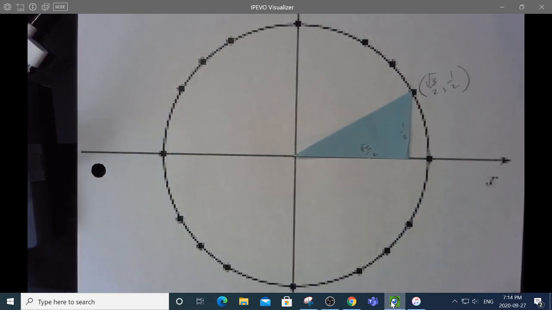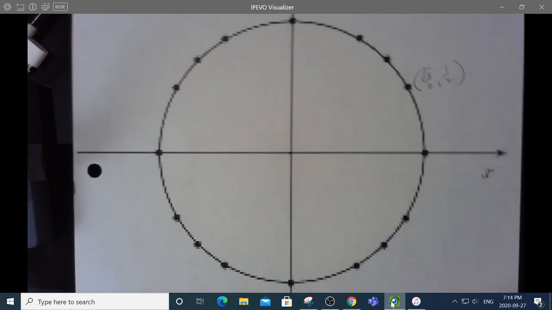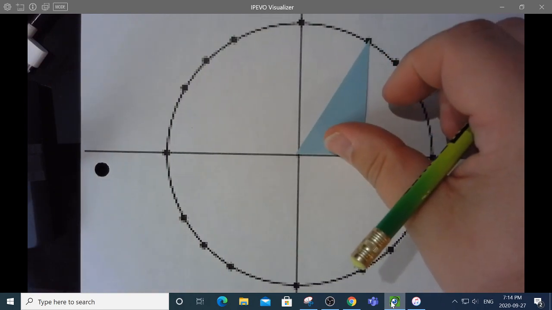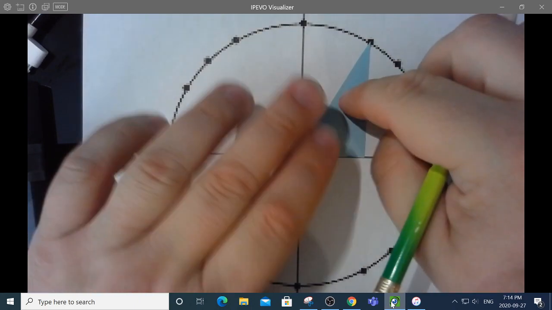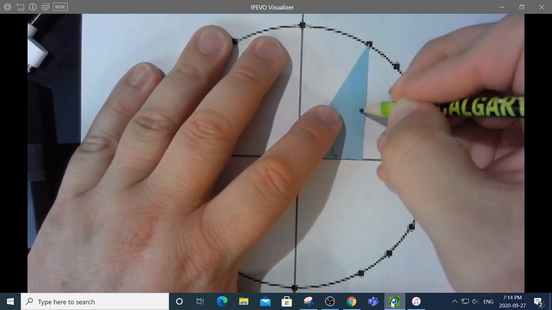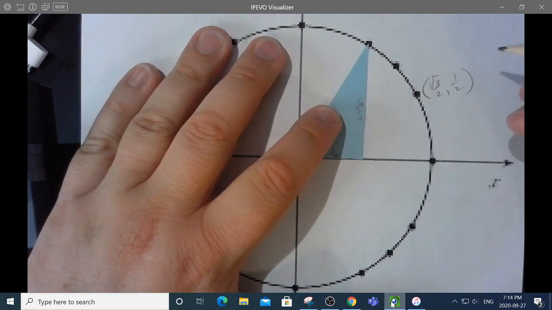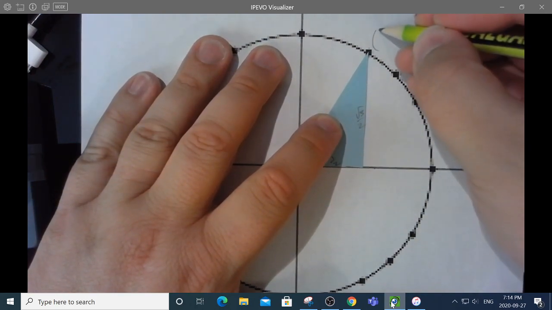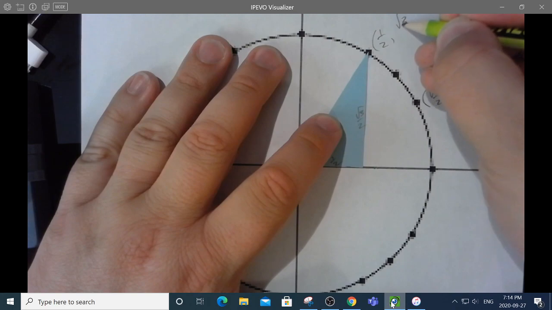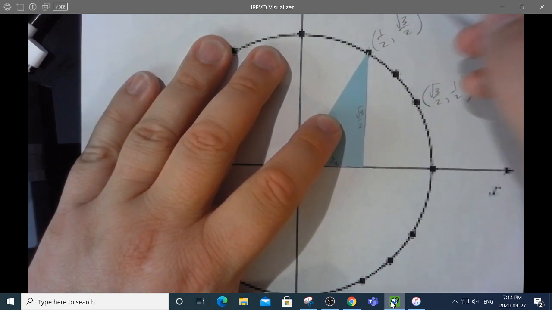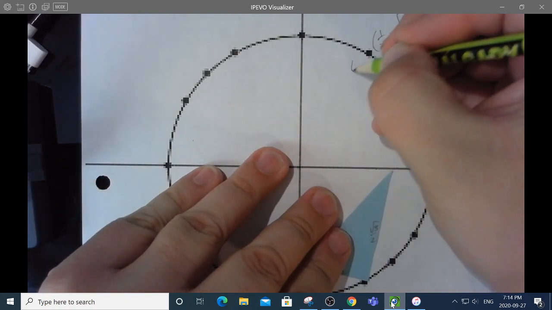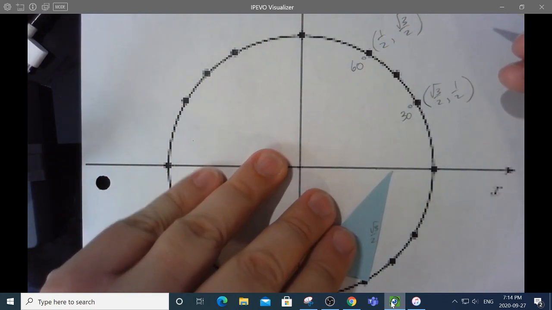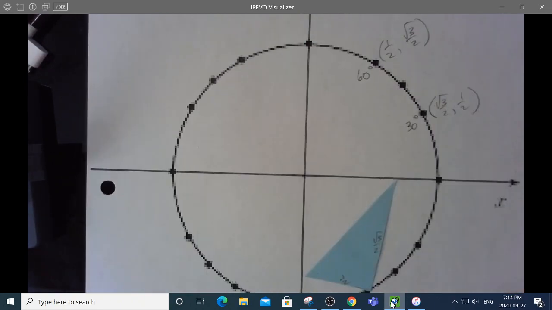Okay? Then I could take the same triangle and I could put it here. But now the 60-degree angle is here. This is the 1/2 side. This is the √3/2 side. So this has a coordinate of 1/2, comma, √3/2. And this is, of course, for, I'm going to put the angles here. This is a 30-degree angle. This is for a 60-degree angle. And then let's go around and finish the rest of it.